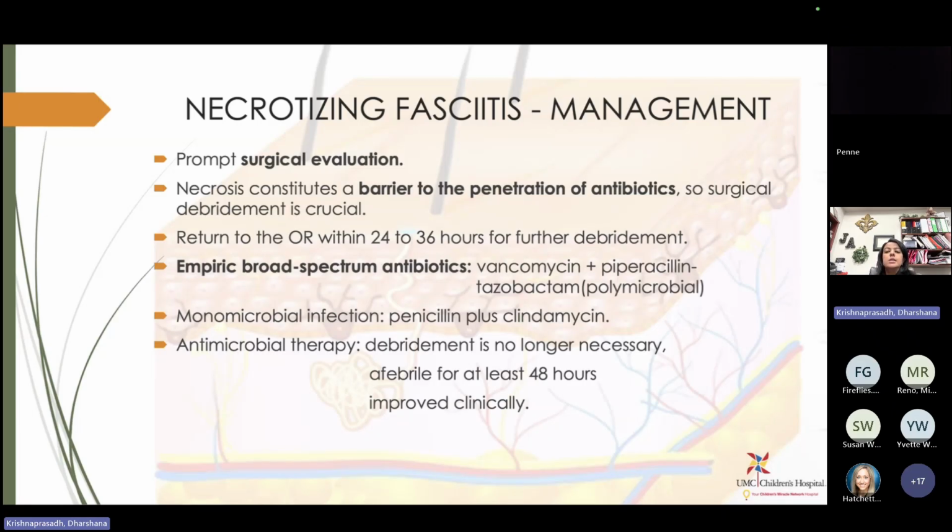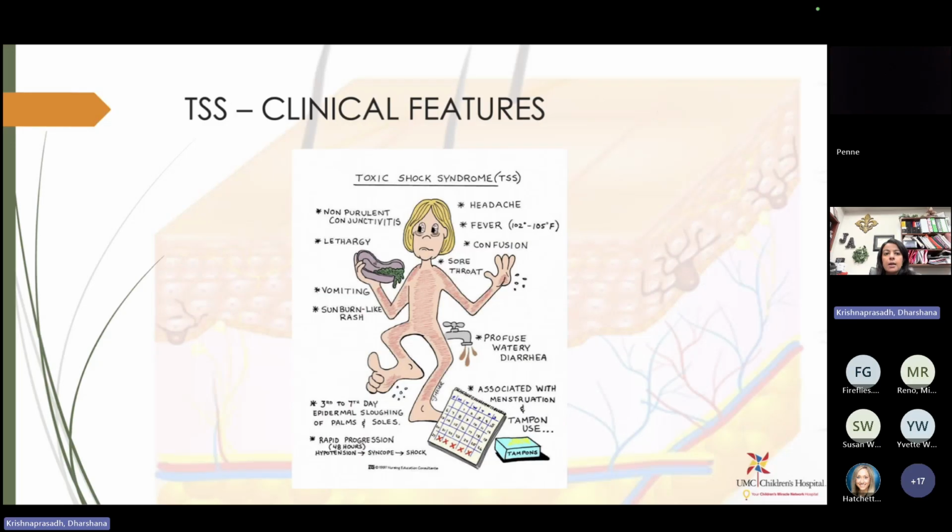When debridement is no longer necessary, or if the patient has been afebrile for greater than 48 hours, and if they're clinically improving, that's kind of when we stop the antibiotics for these patients.